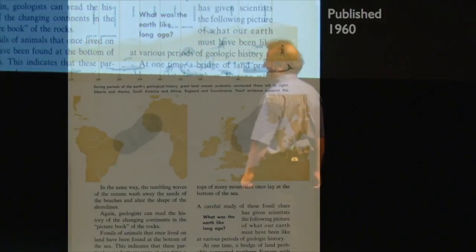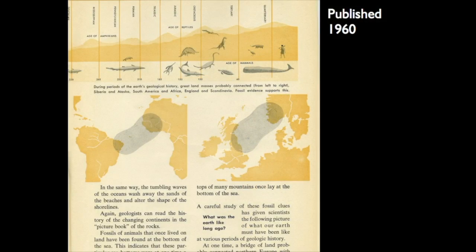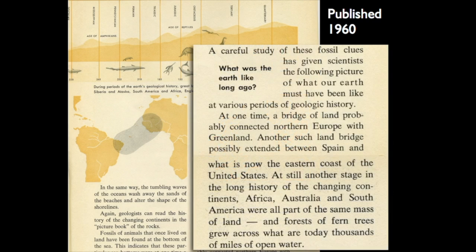But if you go to page 19 of this book, and I vividly remember these pictures, there are these fascinating things like here's us, right? And here's the geologic timescale. And there's this funny picture with the blob between the two continents here. And if you read the section called What Was the Earth Like Long Ago, it talks about how we've studied fossil clues, and we've discovered that at one time a bridge of land probably connected northern Europe with Greenland. And another such land bridge extended between Spain and the United States. And at still another stage, Africa and Australia and South America were all part of the same mass of land. And forests of fern trees grew across what are today thousands of miles of open water.